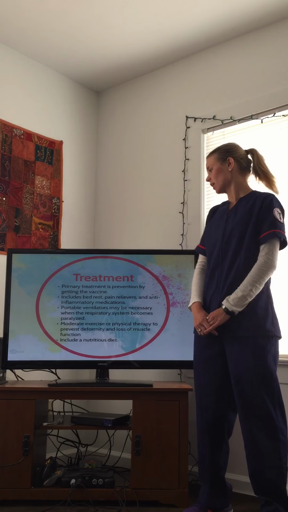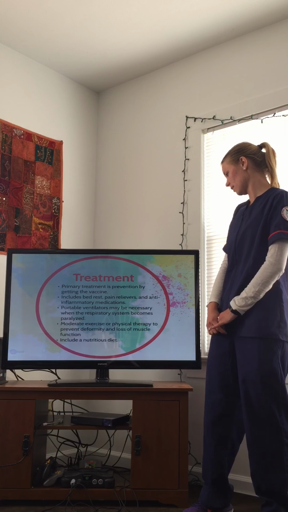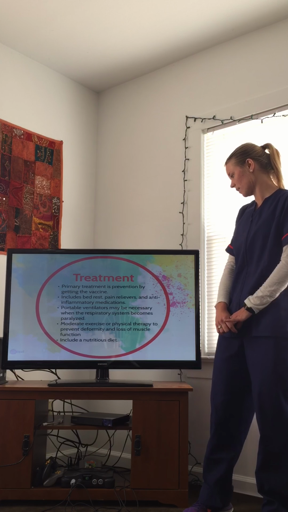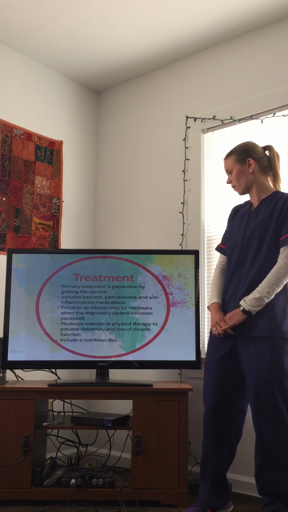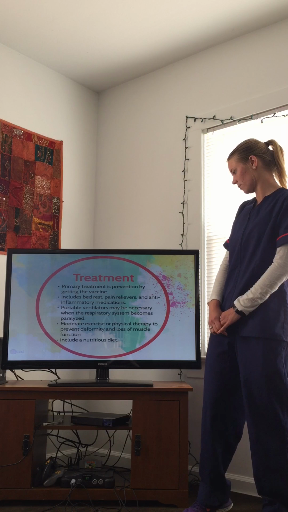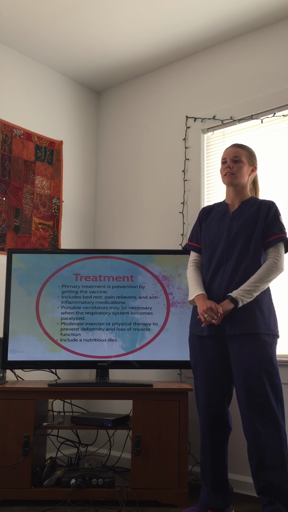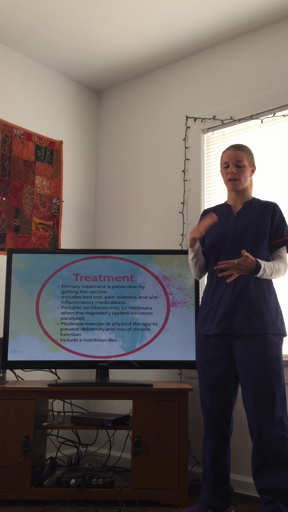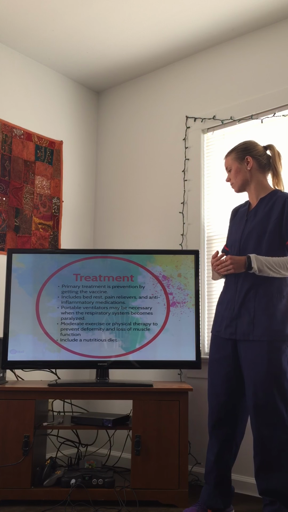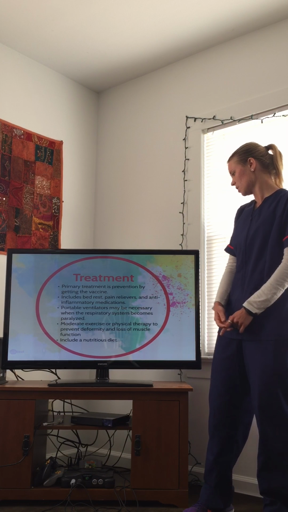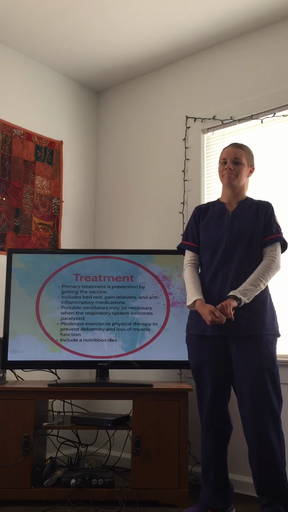Now, for the treatment of polio, primary treatment is prevention by getting the vaccine. Some nursing interventions include bed rest, pain relievers, and anti-inflammatory medications. Also, we now have portable ventilators that may be necessary when the respiratory system becomes paralyzed. And as Emily explained before, they used to use iron lung chambers, which helped pull air in and out of the lungs. And we can also use moderate exercise or physical therapy to prevent deformity and loss of muscle function. And also, you should include a dietitian. That's it.